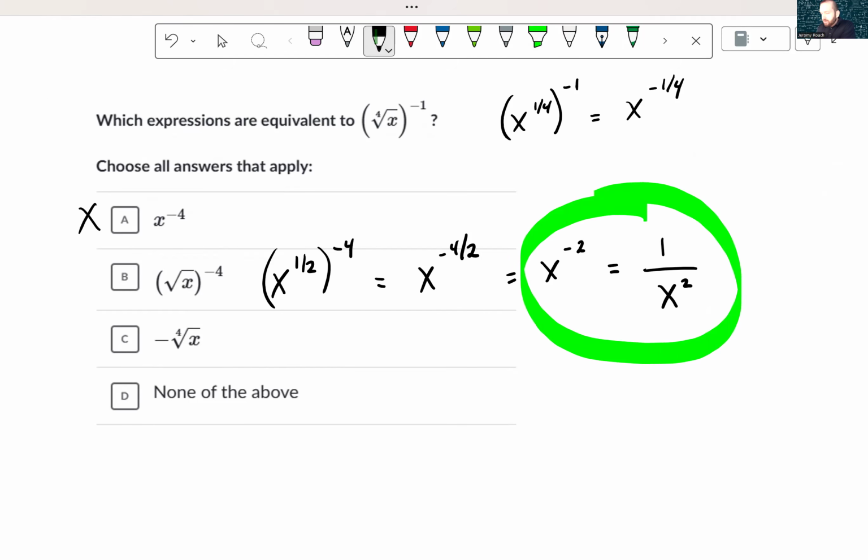Okay, the next one says negative, so our overall value is going to be negative. So we automatically know that's not going to be right. And B is also not correct. It does not equal 1 over x squared, which does not equal x to the negative 1/4. This one is going to be negative x to the 1/4. Now, that's not the same either. The coefficient is negative, but the exponent is positive. So C is not correct either. So this one is actually going to be none of the above.